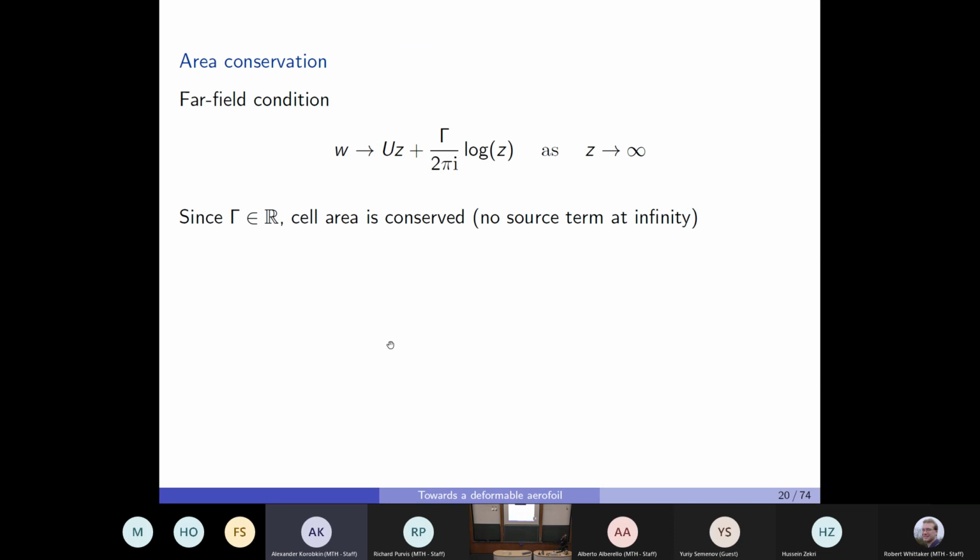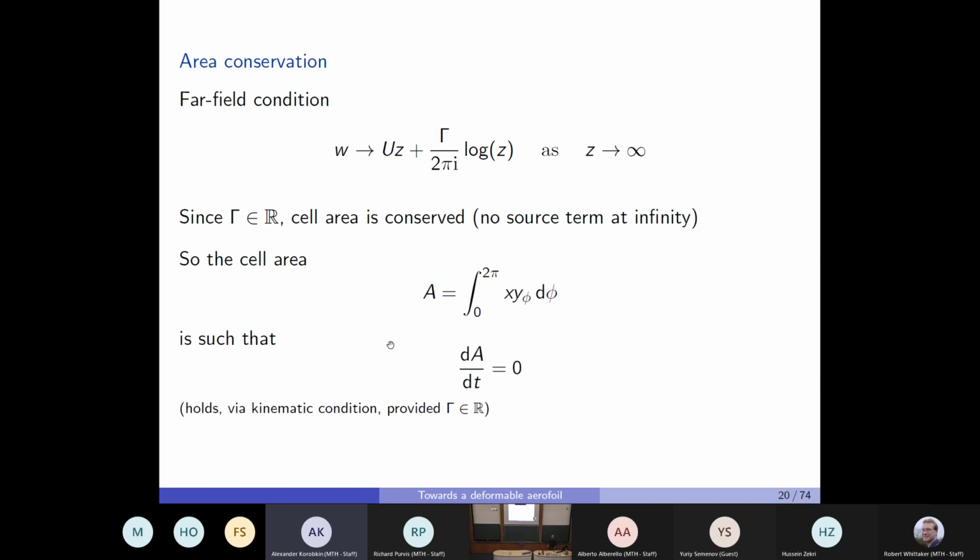If you do that, then because there's no source term at infinity, the area inside the cell must be conserved. You can check that. A nice little exercise with the divergence theorem tells you that I can express the area inside the cell as that integral. If you differentiate that with respect to time and use the kinematic condition from a couple of slides ago, after a little bit of work, you can show that dA/dt is equal to 0, as you would expect. So not only is the cell perimeter going to be conserved in what I'm describing, but the area inside the cell is also fixed.